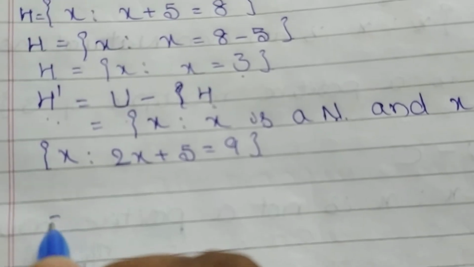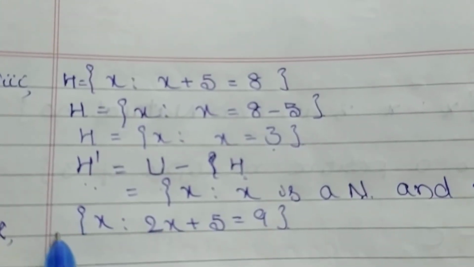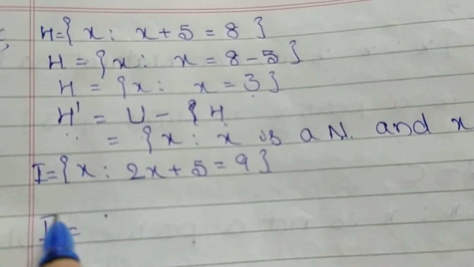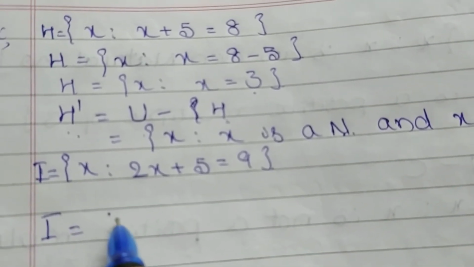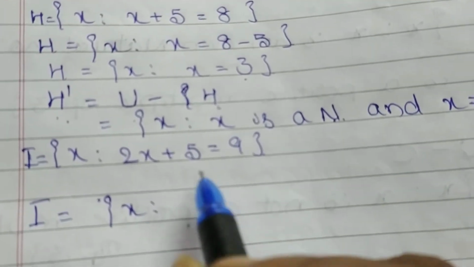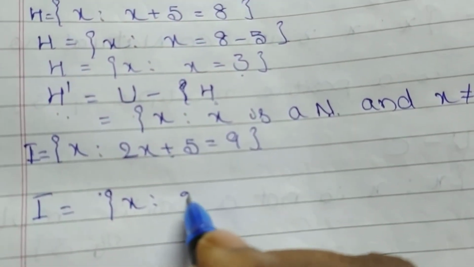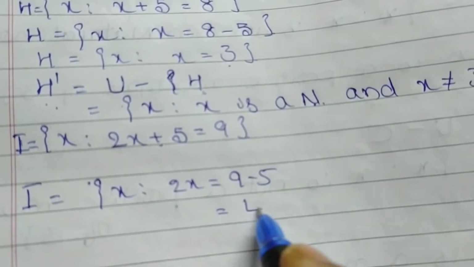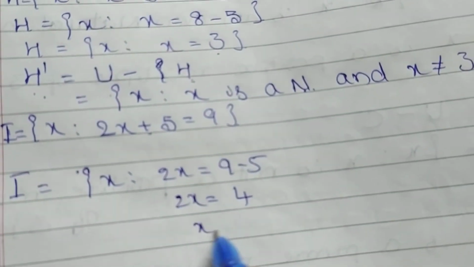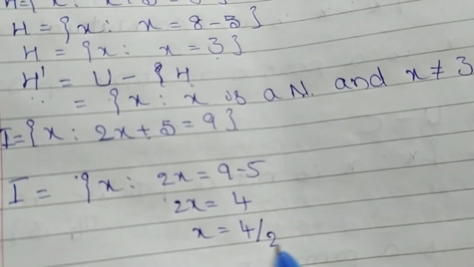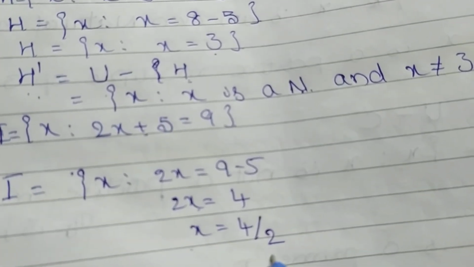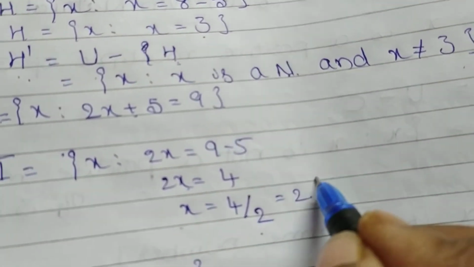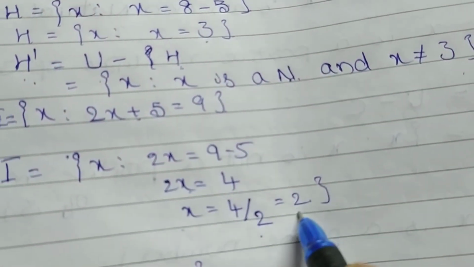Now, H is over. Let us take this as I. So, I equals x such that, solve this, plus 5 when it goes to the other side becomes minus 5. So, 9 minus 5, that is 4. 2x is 4 means what will be the value of x? 4 by 2. 2 is multiplying; when it comes to this side, it will divide. So, what x value are you going to get? 2. So, x such that x value is 2.